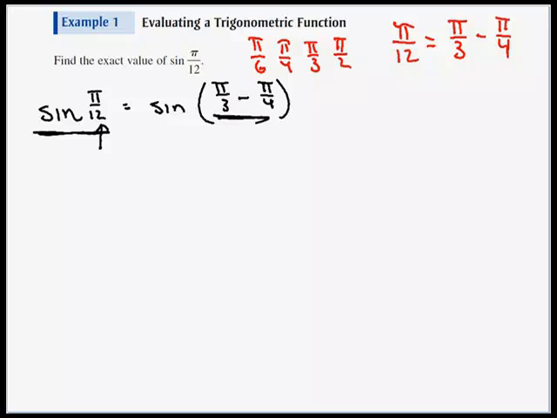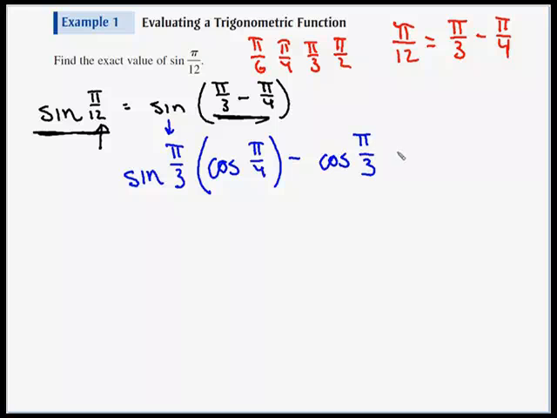So when we start to follow the pattern in the formula, this turns into the sine of the first thing, the sine of 1/3 pi, times the cosine of the second thing, the cosine of 1/4 pi, minus cosine of the first thing, pi over 3, times the sine of the second, pi over 4. Now each of these pieces, individually, we can find the value on the unit circle.